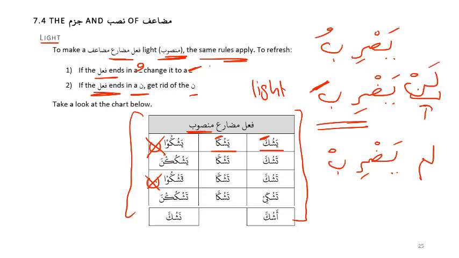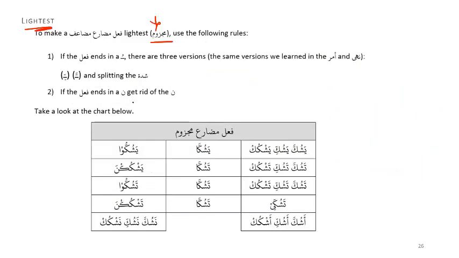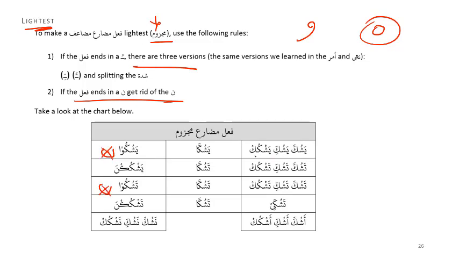Now, just to check your memory, what would happen in the majzoom form? What's the subtle difference? With majzoom, earlier we said that the dhamma in the regular form gets replaced by a sukoon. The part where the noon gets dropped is the same. But here there is a slight complication.